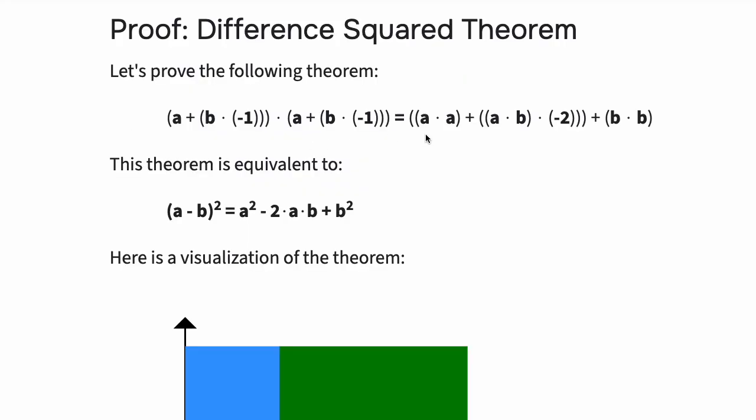Let's prove the following theorem. (A plus B times negative 1) times (A plus B times negative 1) is equal to A times A plus A times B times negative 2 plus B times B. This theorem is equivalent to the following. (A minus B) squared equals A squared minus 2 times A times B plus B squared.